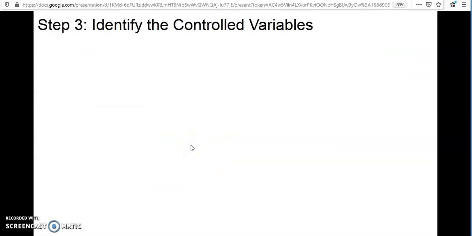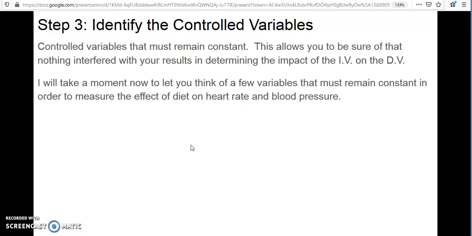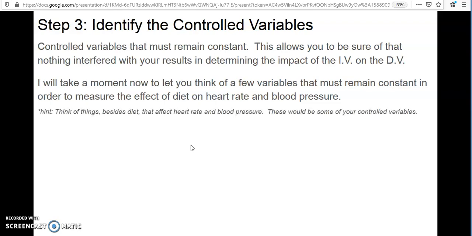After you've identified your independent and dependent variables, the next step would be identifying your controlled variables. Controlled variables are any variables that must remain constant. This allows you to be sure that nothing interferes with your results in determining the impact of the IV on the DV. I'm going to take a moment now to let people think of a few variables that must remain constant in order to measure the effect of diet on heart rate and blood pressure. So, hint: if you are thinking at home, think of things besides diet that might affect heart rate and blood pressure. These would be some of your controlled variables. Give you a second here to pause.